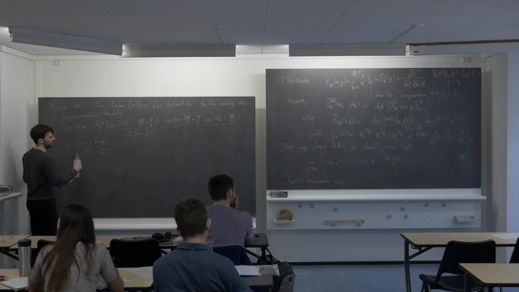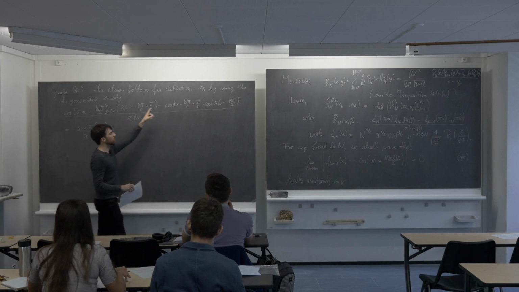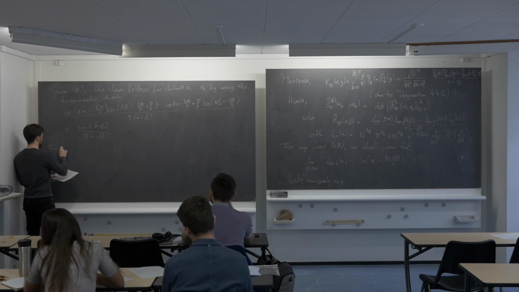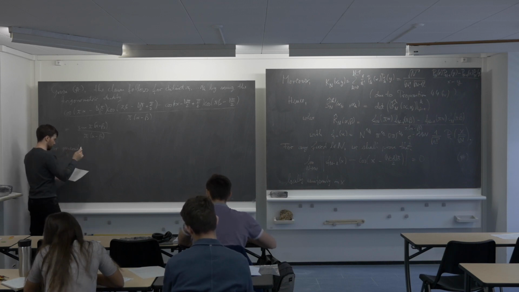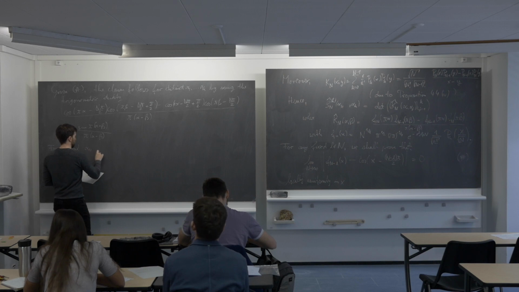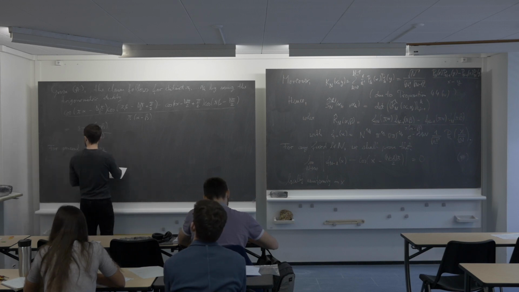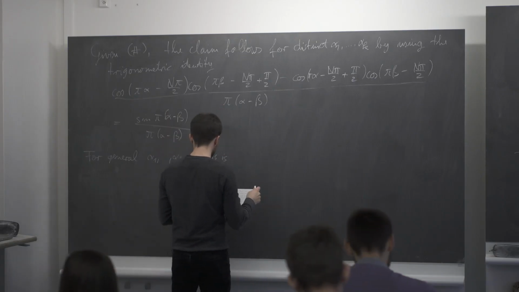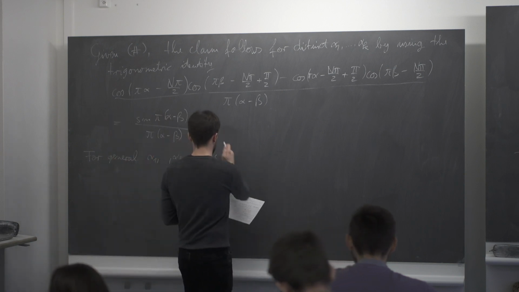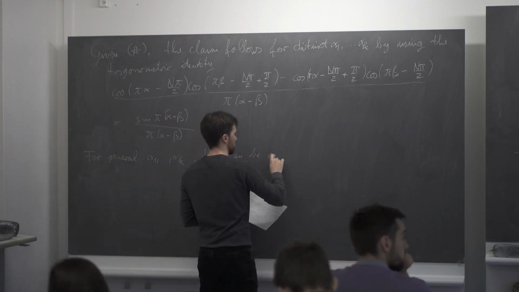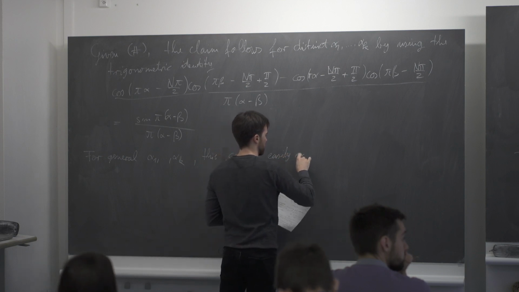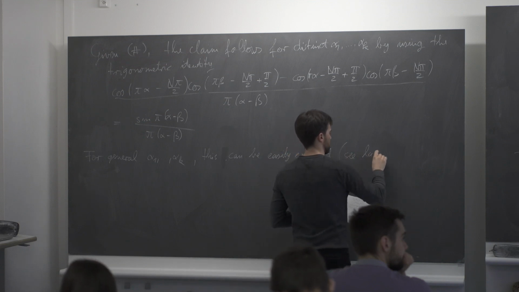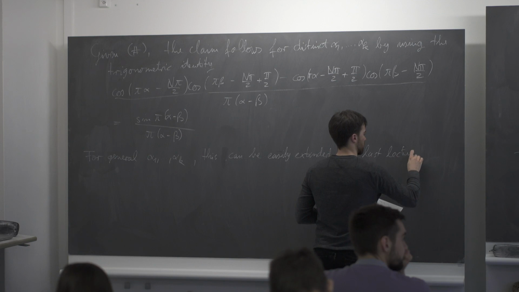There's some small argument which lifts this to the case when some alphas can be the same, or even all of them. This was presented last semester. This is some very short thing, and I don't want to go into details there. For general alpha 1 up to alpha k, this can be easily extended. See last lecture.